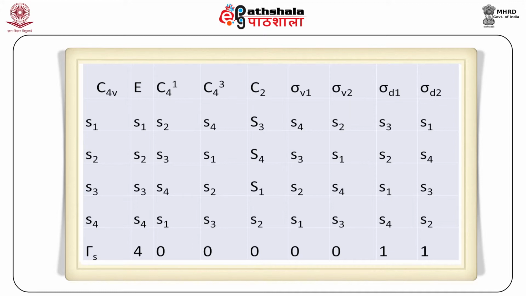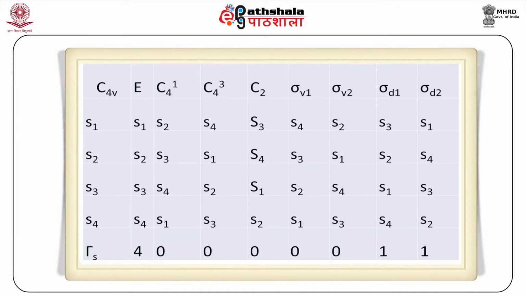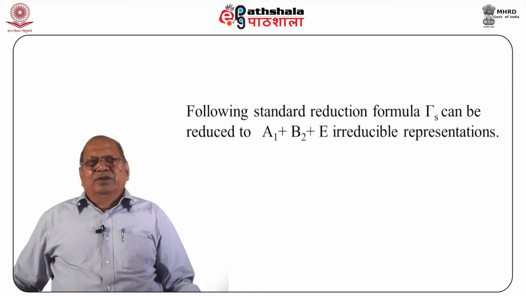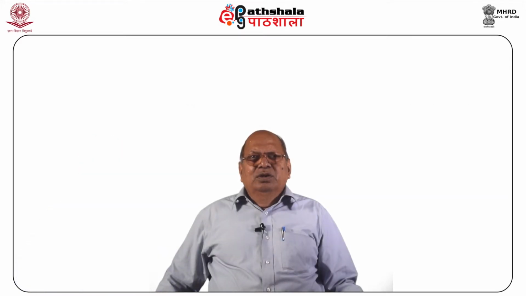S orbital function as 4, 0, 0, 0, 0, 0, 1, 1. So, this is the reducible representation, and by following the standard reduction formula, tau S can be reduced as A1 plus B2 plus E irreducible representations. So, we have to now consider only these 4 irreducible representations.